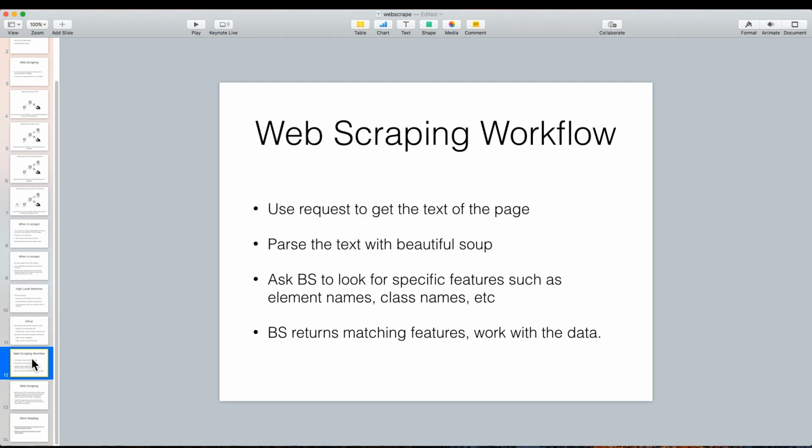So our workflow is going to look mostly like these four steps. We're going to request the text of the page. When I say text, this means the HTML of the page that we want to scrape. We're going to make that request and retrieve the HTML using the requests library. We're going to parse the text or the HTML of the page using the Beautiful Soup library. And then we're going to use Beautiful Soup to look for specific features that we want to pull out of the website. Once Beautiful Soup returns that data, we're going to work with that data.